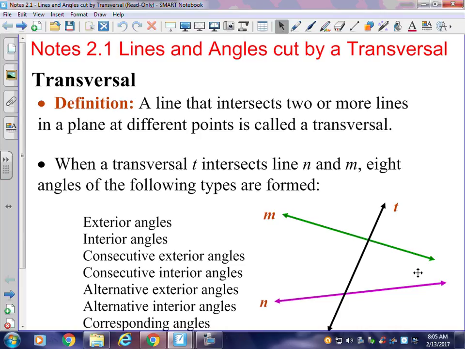You'll notice a lot of them have to do with interior and exterior, and that's talking about the two lines that they're related to, M and N. Are you on the outside of those lines, or are you on the inside of those lines? The last one, corresponding, is a little different, so we'll talk about that as we go through, because it's not an interior or exterior pair like the others. Now let's go into more depth on each one of these as it's cut by a transversal.